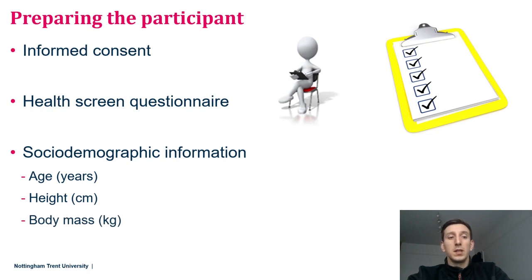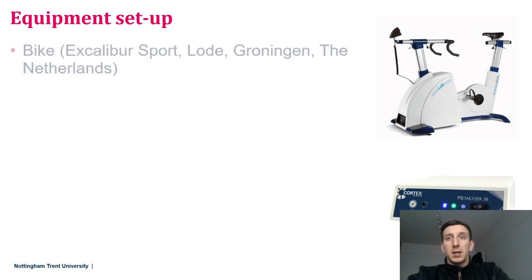Okay, and this is really important not only for describing our participants, but also for making some of our variables relative to body mass, so we can compare our results between different people if we need to. Okay, so the socio-demographic information is important for describing our participants in our methodology section. And then our body mass is also important if we want to make any of our variables relative to body mass as well. Okay, so once we've sorted that out, we need to make sure that our equipment is all set up and ready to go.